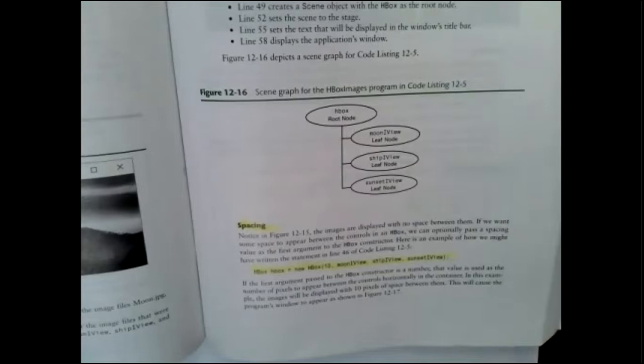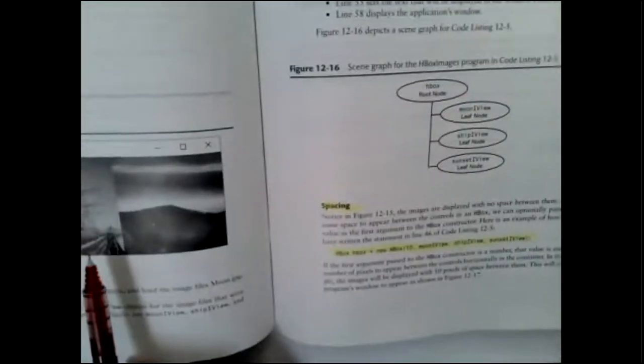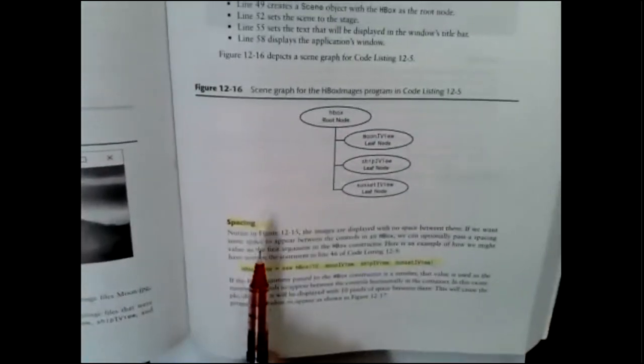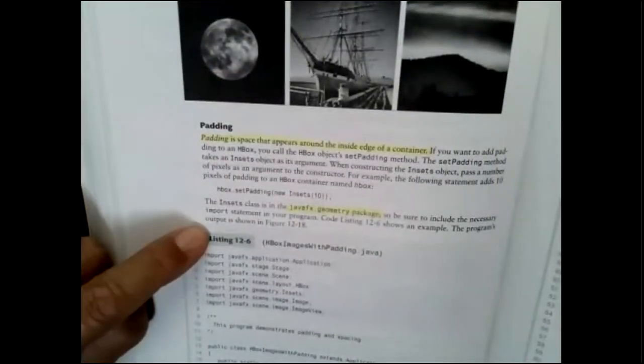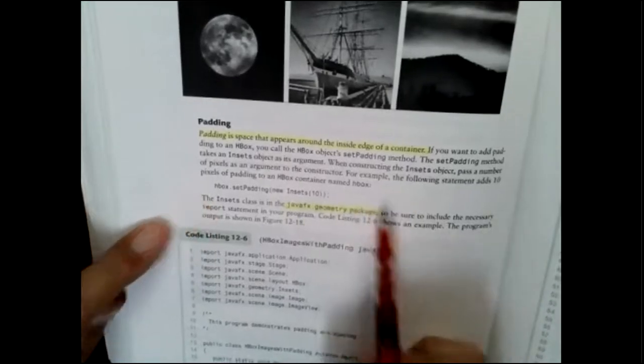because you've had me before. If I want to do some spacing, the 3 pictures I just looked at on the previous page were side by side by side. One of the things I can do is put a spacing of 10 pixels between the images, and it would make it look a little bit nicer. And another thing I could do is add padding, which comes out of this javafx.geometry package. And we have a VBox and everything.